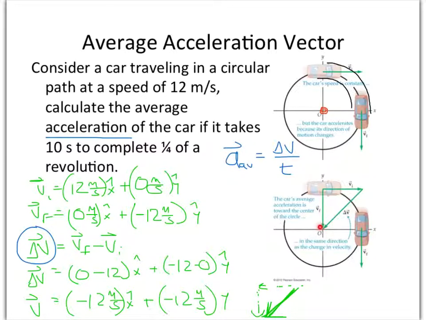Okay, so we do have a change in velocity right here. Now what I'm going to do is go to a blank slide because I'm going to run out of space right here, and I don't want to do that. So we'll just start a new slide. Let's remember this. I'm going to rewrite it in just a second. Negative 12 meters per second x hat and negative 12 meters per second y hat. And we want to find that, okay?